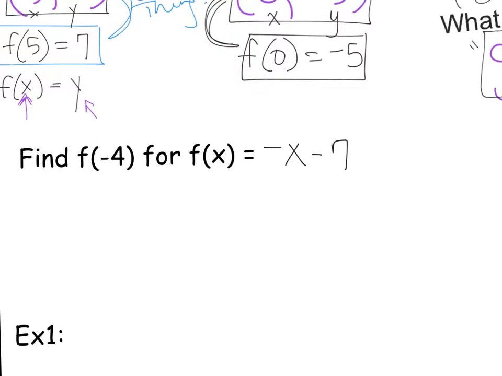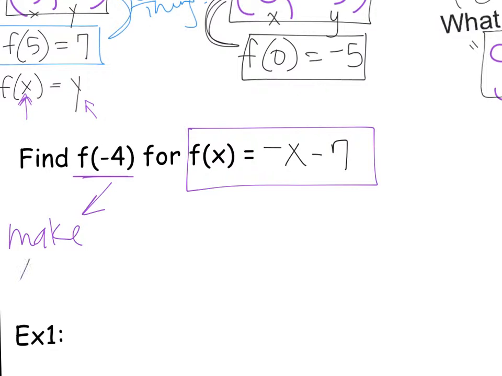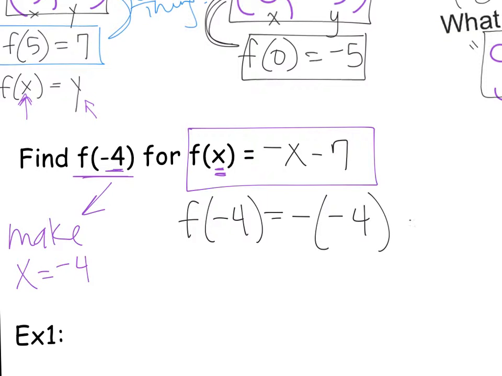So we have some function here called f of x is equal to -x minus 7, and we want to find f of -4. Basically, this is just telling us to make x equal to -4 and find y. Change x out for a -4, plug in that -4 and find y. So f of -4 is -4 minus 7.